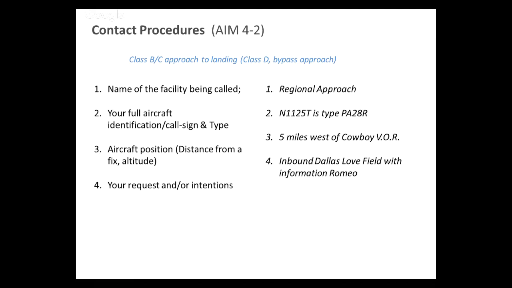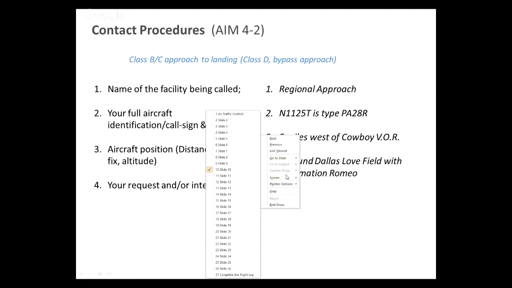There you go. Tower controller just issued a landing clearance. Okay, so our approach to landing at a Class B or C airport. Of course, we're going to call up the name of the facility first. So, regional approach. Next step is we're going to recite our aircraft identification and call sign. November 1125 Tango is type PA-28R.